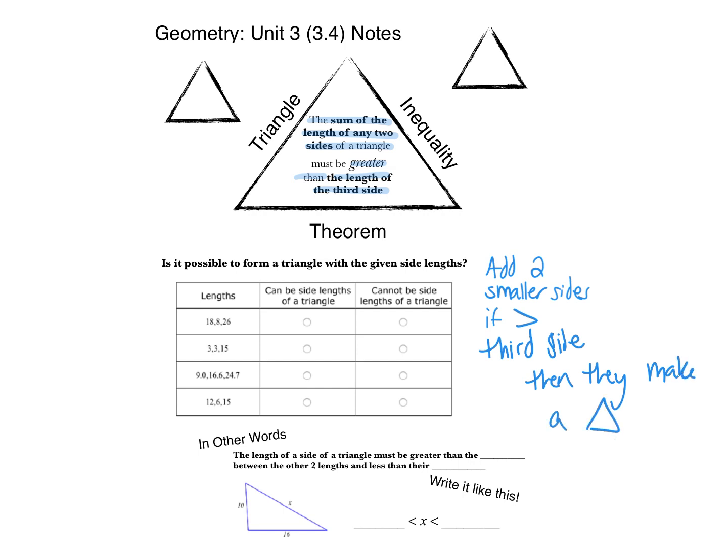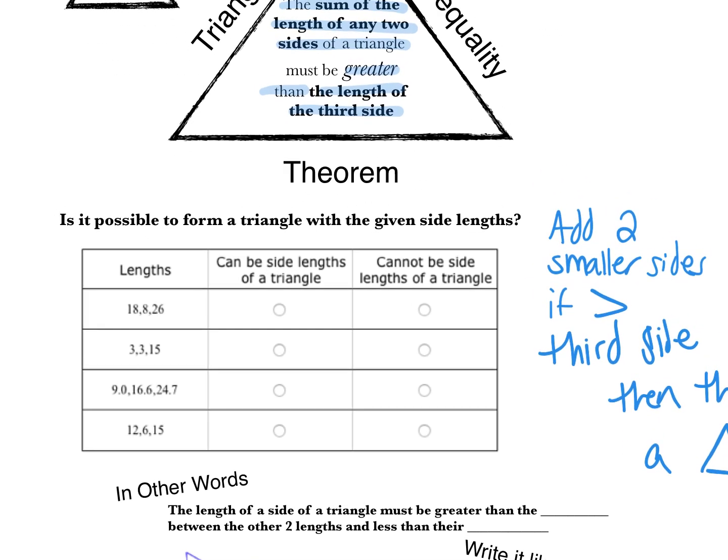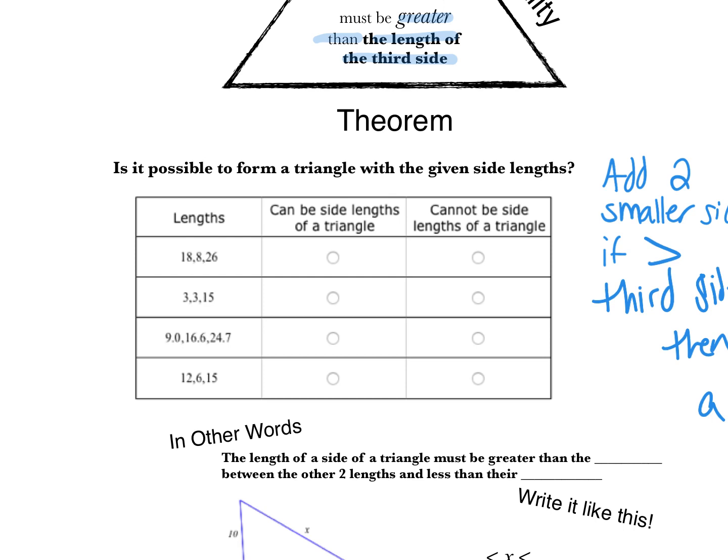Okay, so you're going to add up the two smaller sides, and if they're greater than the third, then they'll make a triangle. If they're equal to the third, they do not make a triangle. It has to be greater than the third. Okay, so if I look at the first example, the two smaller sides would be 18 and 8. Okay, so 18 plus 8 is in fact 26, but 26 is not greater than 26. So this is not a triangle. This cannot be the side lengths of a triangle.